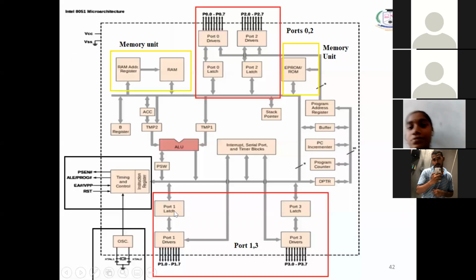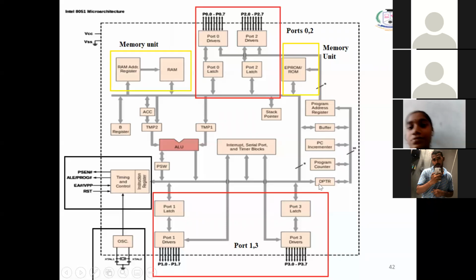And the other important part is the interrupt, serial port and timer block, which is connected with port 3, and the stack pointer, which is always relevant to the memory. That's why we have drawn it near port 0 and port 2. You have seen all this will communicate with port 0 and port 2. So we have the program counter, buffer, incrementer and all.